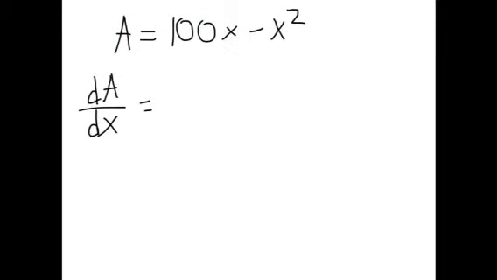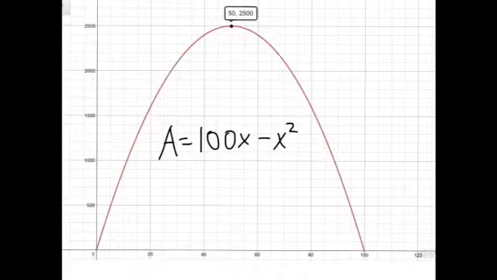Next, we need to find when the area equation is at a maximum. To do this, we must first find its derivative, which is 100 minus 2x. Knowing that our area function is a parabola opening down, we know it has one critical value, and that is its maximum.